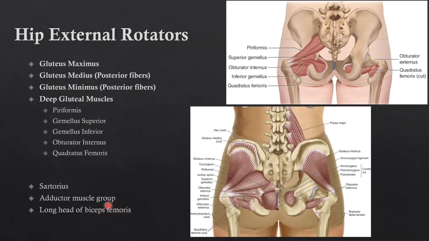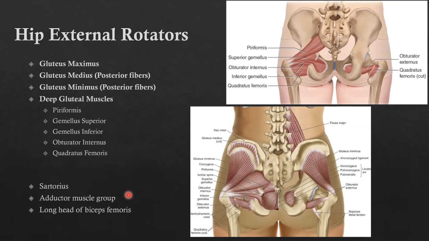For the long head of the biceps femoris, this is mainly due to its insertion point on the head of the fibular bone, which is located on the lateral aspect of your lower leg. The adductor muscle group, now this is important because of course the adductor muscle group is found on the medial side. So you would think that along with adduction of the hip, it would also engage in internal rotation. But to the contrary, the adductor muscle group, when contracted, will actually externally rotate the hip.